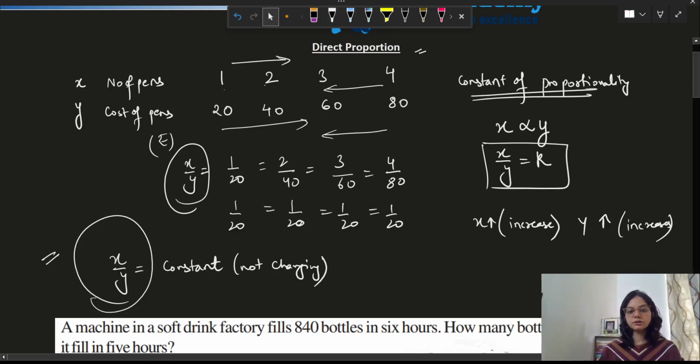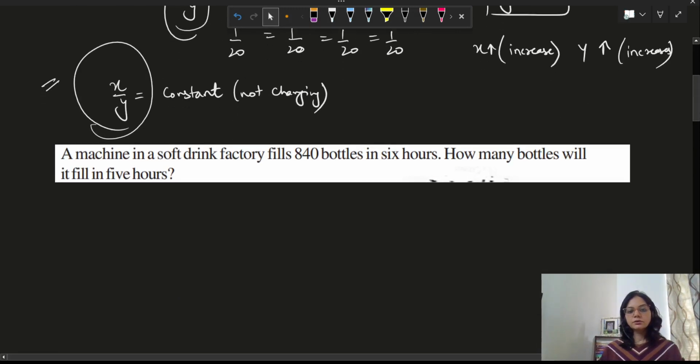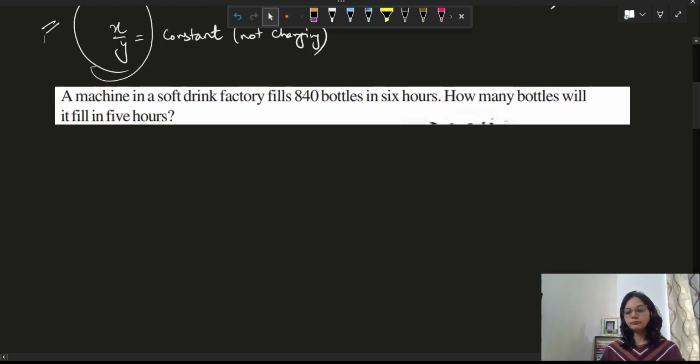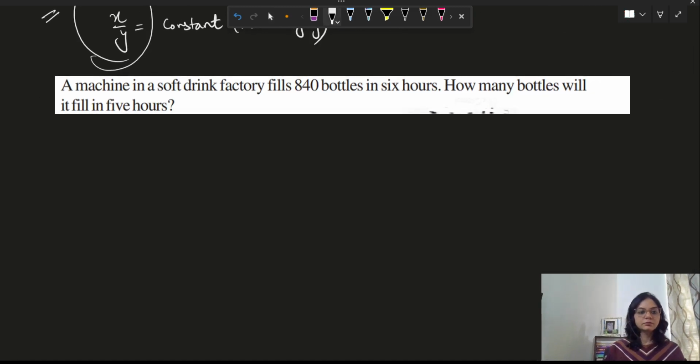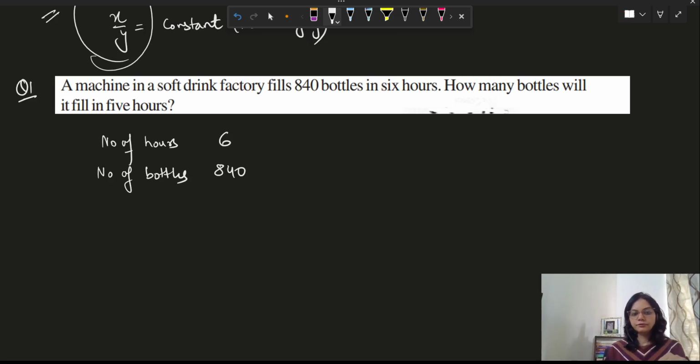Now let us use this concept to solve a few problems, students. So my first problem is this. It says a machine in a soft drink factory fills 840 bottles in 6 hours. How many bottles will it fill in 5 hours? So what we have to find out are those two quantities. One quantity is the number of hours, and the second one is the number of bottles. For 6 hours, the machine is filling 840 bottles. For 5 hours, you need to find out.